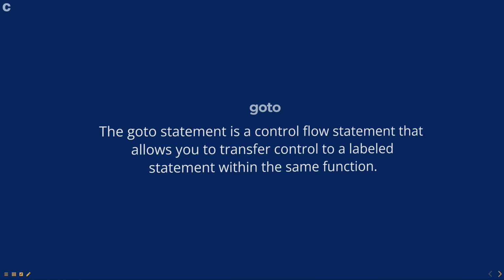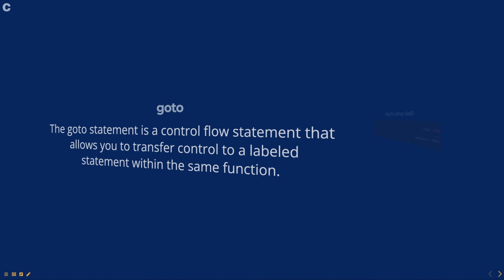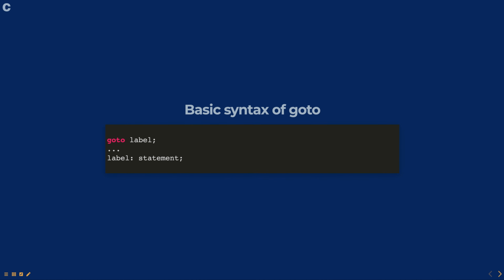The goto statement in C is a control flow statement that allows you to transfer control to a labeled statement within the same function. The basic syntax of the goto statement is as follows. Here, the goto statement transfers control to the labeled statement.